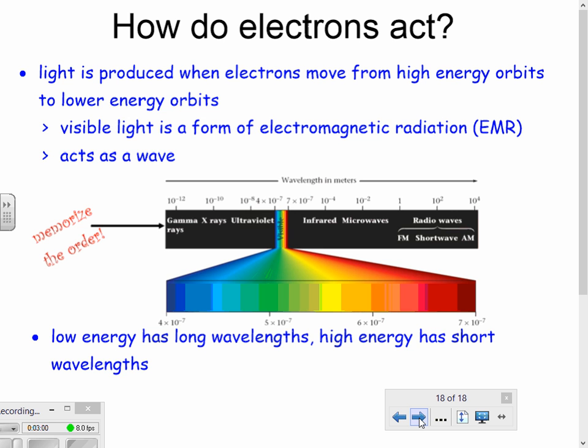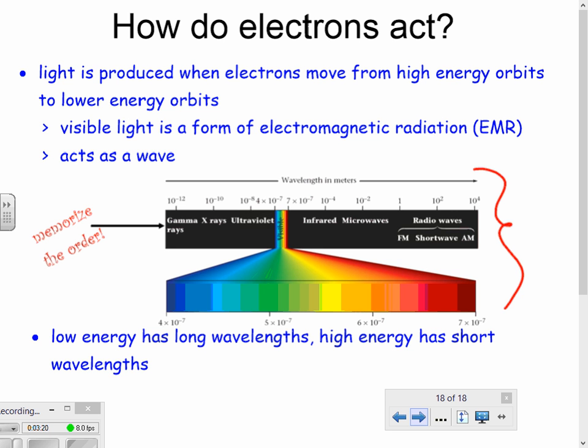And we see this a lot of times as visible light. So your color spectrum, Roy G. Biv. Visible light is a form of electromagnetic radiation, or EMR. So here is our electromagnetic spectrum.